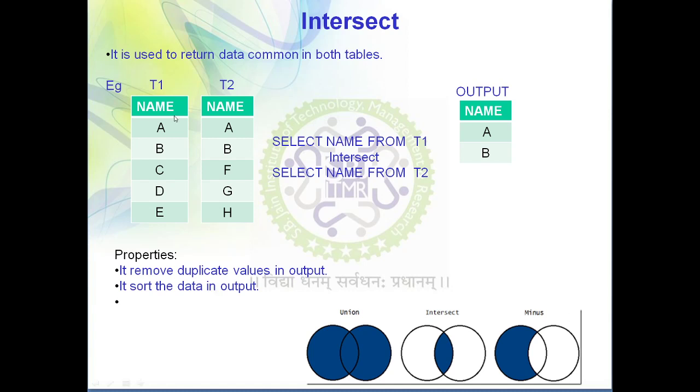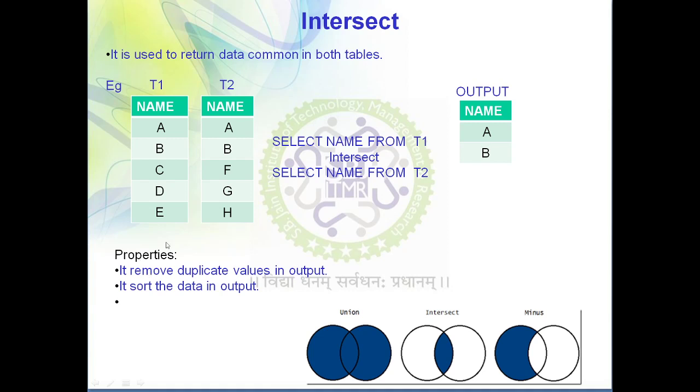So let's take an example. Again we consider the same two tables T1 and T2, but here instead of applying union or union all, we are applying the intersect operator. So what output do we get here? This is the output. So what is the common data which is present in T1 and T2? A and B, these are two values which are common in both the tables. So in the output you find A and B.